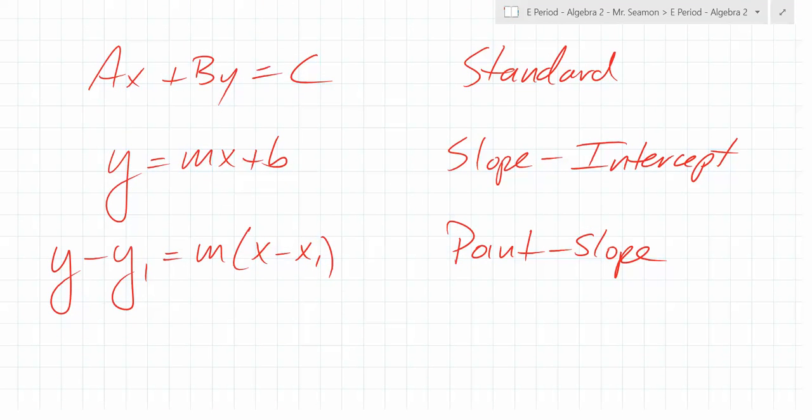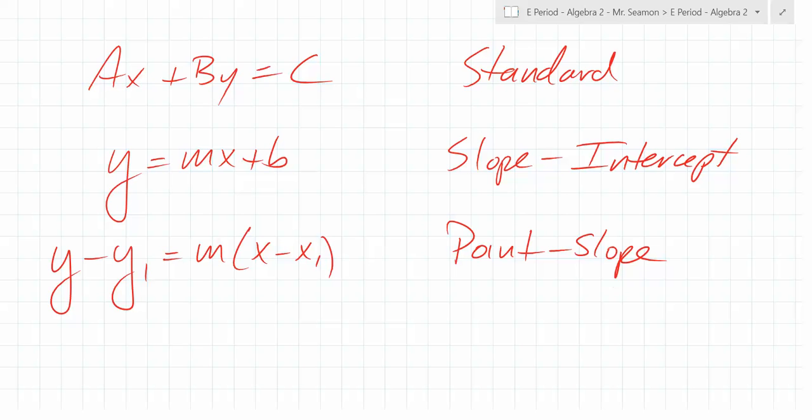So these are all good in specific cases. If you have the slope and the intercept, which one should you use? If you have the slope and any point, which one should you use? Point-slope. When you have standard form, what can you find really easily when it's written? You can find intercepts really easily.